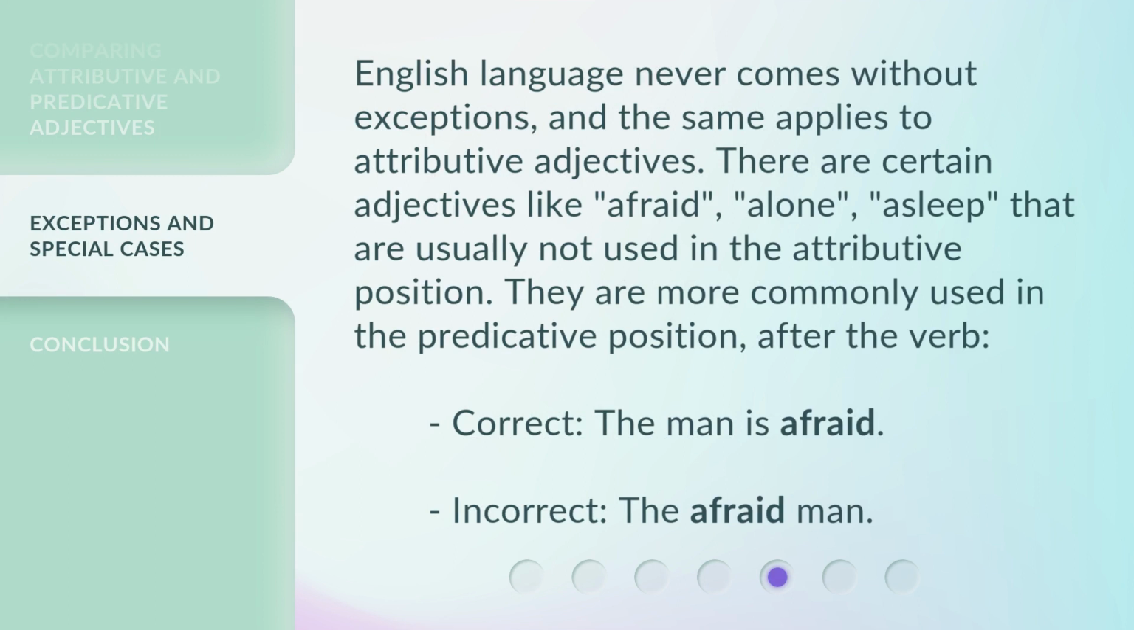English language never comes without exceptions, and the same applies to attributive adjectives. There are certain adjectives like afraid, alone, asleep, that are usually not used in the attributive position. They are more commonly used in the predicative position, after the verb. Correct, the man is afraid. Incorrect, the afraid man.